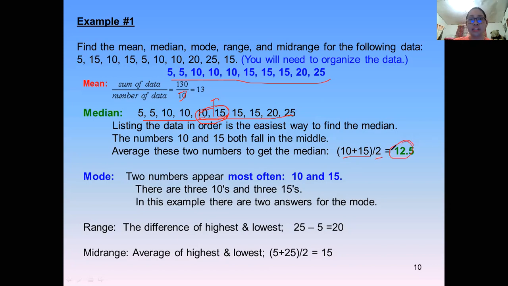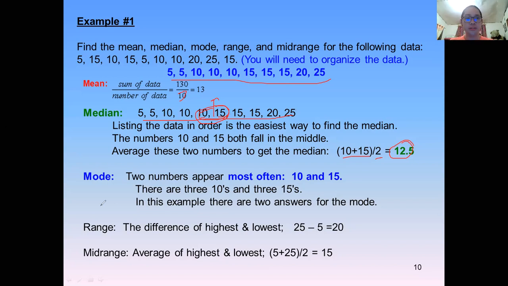So listing the data in order is the easiest way to find the median. The numbers 10 and 15 both fall in the middle, correct? So in getting its median, since it's even, you just take the average of the two numbers. As you can see on the screen, 10 plus 15 divided by 2 gives you 12.5.